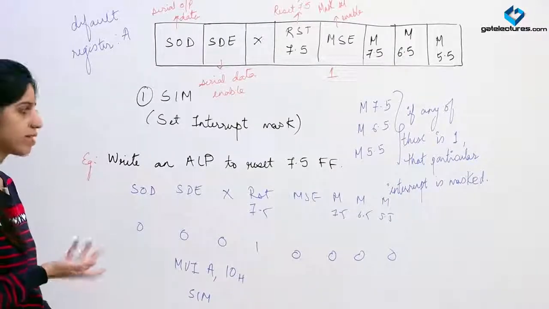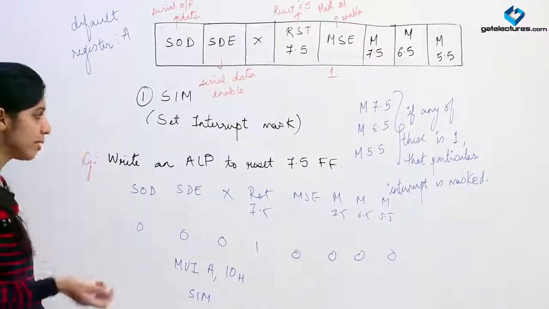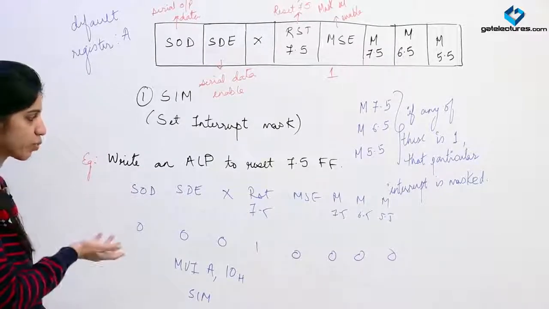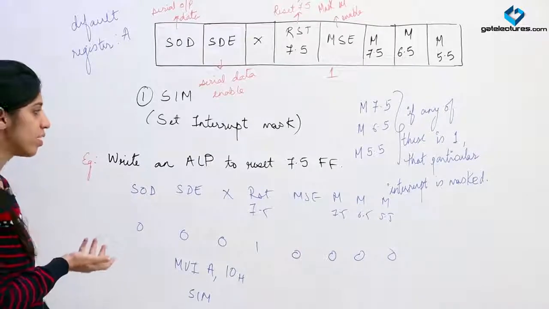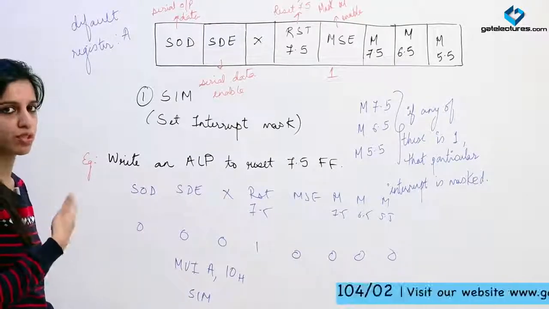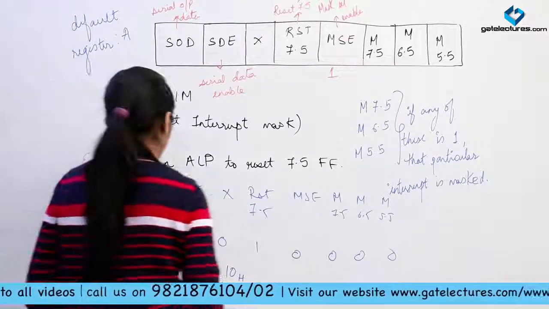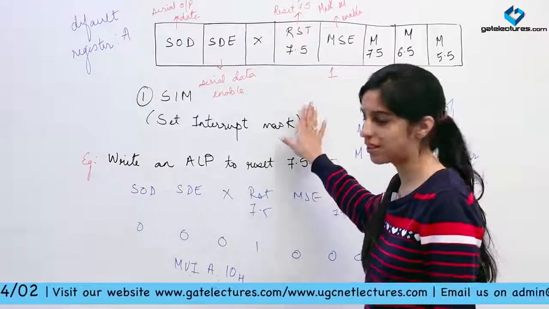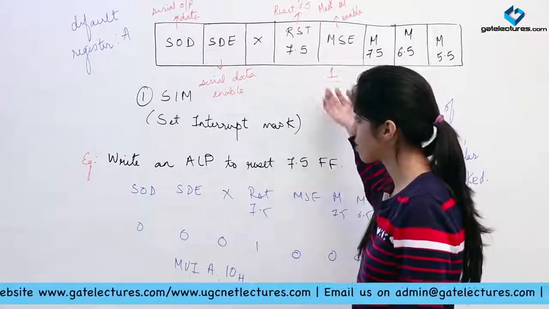Why am I resetting the 7.5 flip-flop? Most probably we do this when we have already serviced 7.5, so that there is no confusion. So we just reset the 7.5 flip-flop. This is a simple instruction to set interrupt mask, to make masking of interrupts.